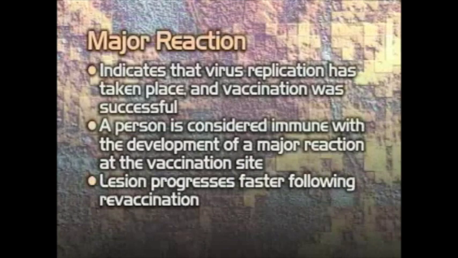This response to vaccination is called a major reaction. It indicates that virus replication has taken place and that vaccination was successful. A person is considered immune with the development of a major reaction at the vaccination site. A revaccinated person often develops a skin reaction similar to that after primary vaccination, but the lesion progresses faster than after primary vaccination.